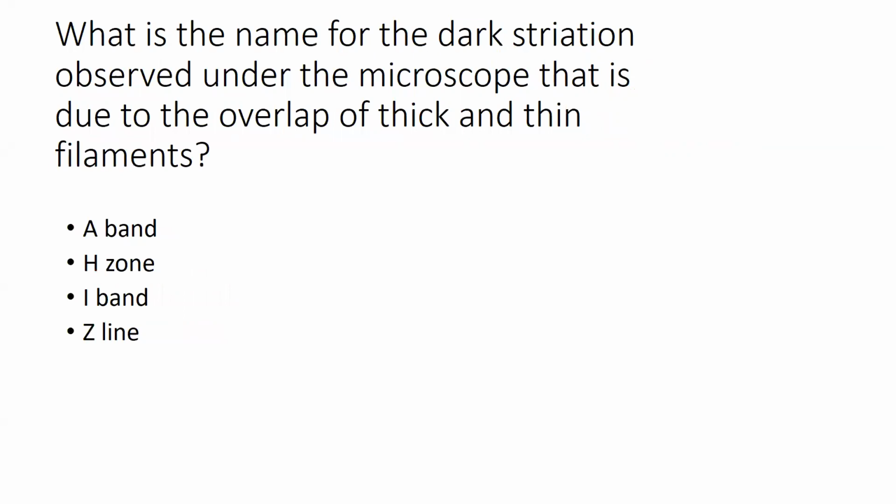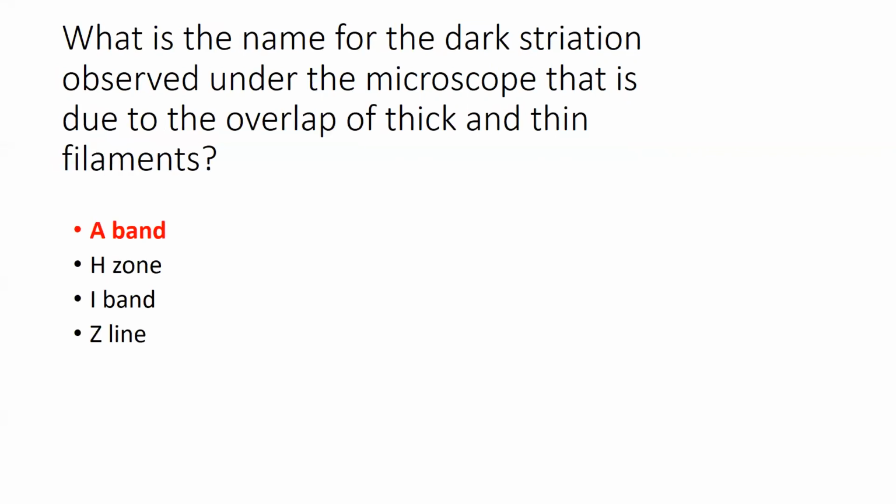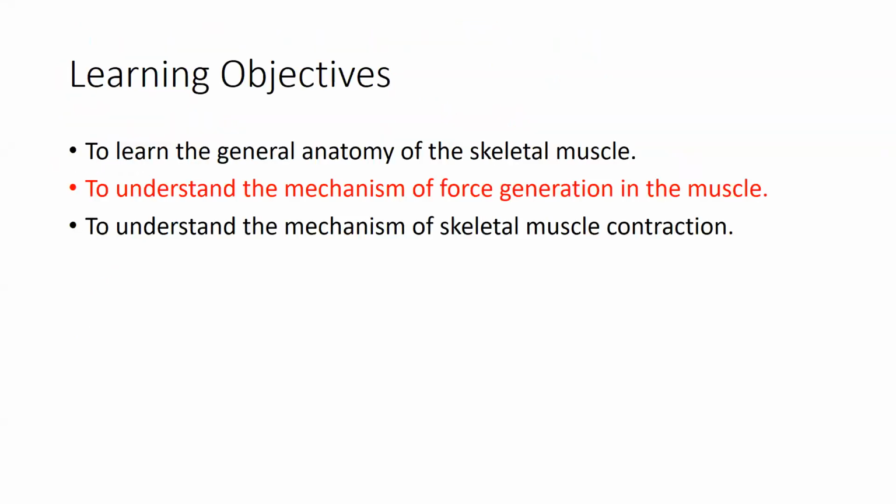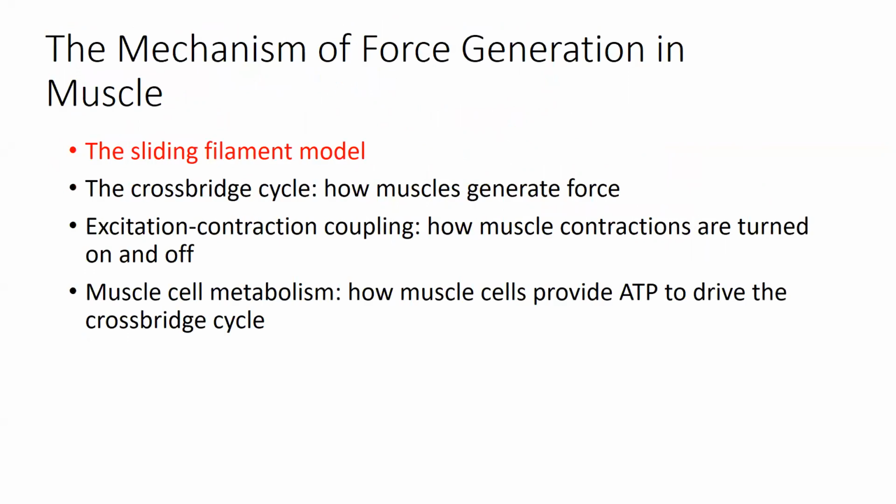Okay. Let's look at one more. This is asking for the name of the dark striation observed under the microscope that is due to the overlap of thin and thick filaments. The A band, correct. The A band was that area that had the overlapping of the thin and thick filaments. All right, so we're going to move on. Any questions before we get moving on?